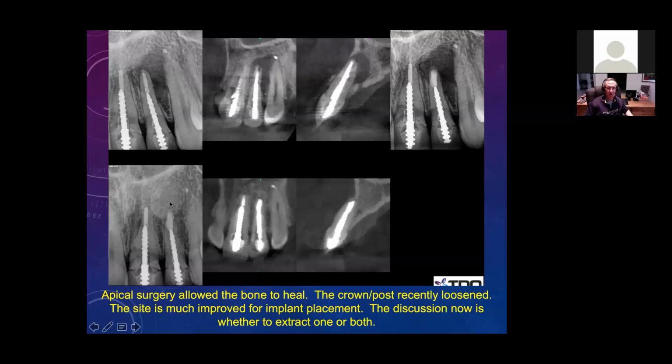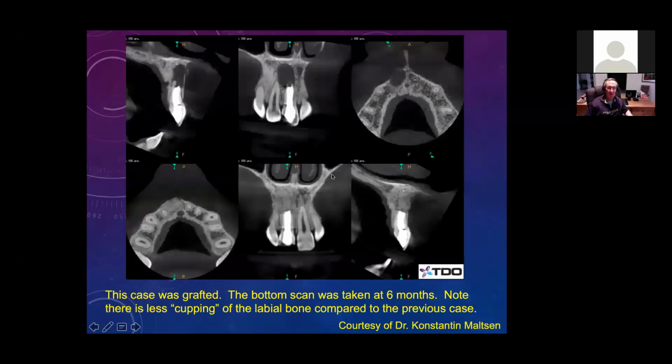Actually, this is at 5 years. You can see complete healing. We did a scan. Now, one downside here, there's a little bit of cupping. It's still a pretty good implant site here, but this patient maybe would have benefited from some grafting. And a similar case given to me by a friend of mine, you can see where they did grafting. And this is probably a little bit better implant site. And that previous case maybe would have benefited from some grafting.